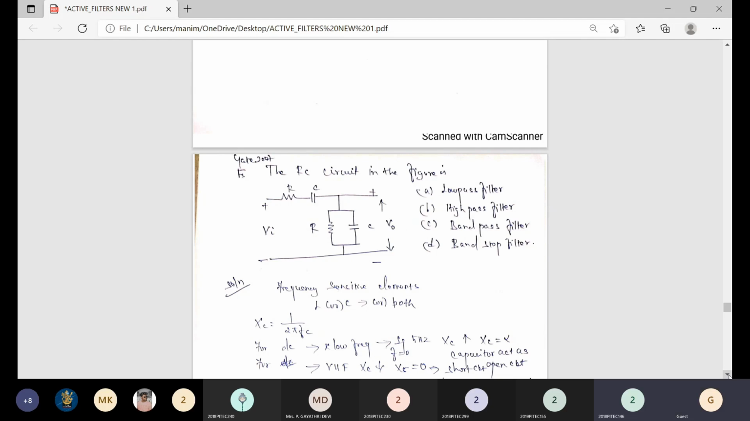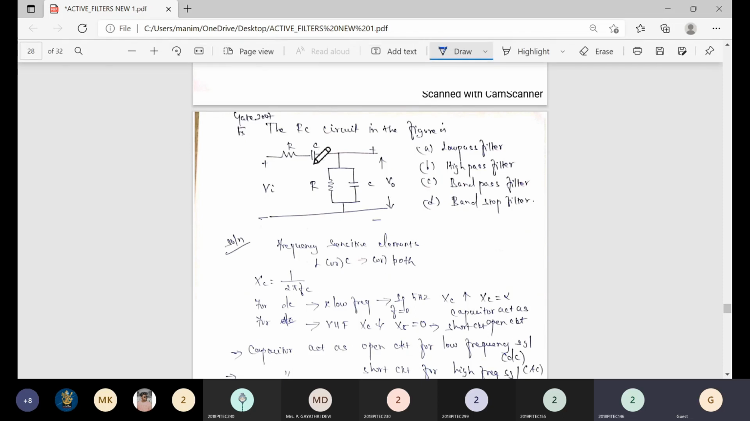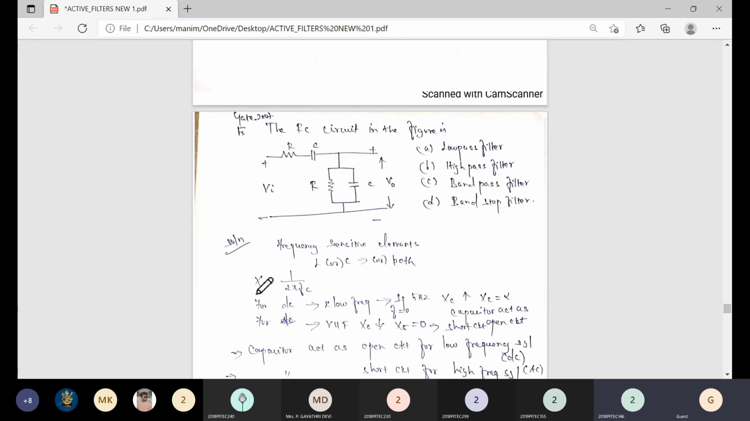So the given circuit is a filter circuit, and we have to find which filter. Here the frequency selective element is the capacitor, right? So what is the reactance of the capacitance? We should know that. The reactance of the capacitance Xc equals 1 by 2 pi Fc.